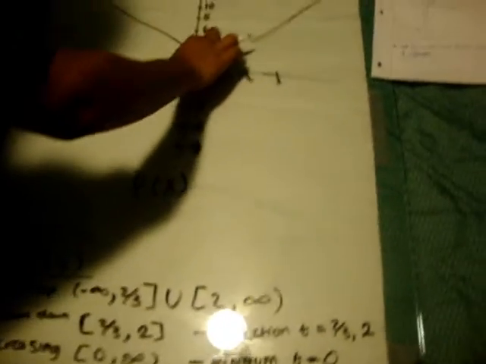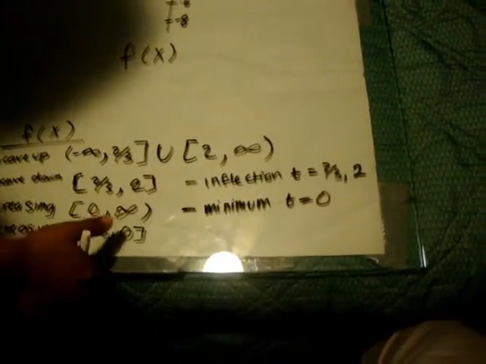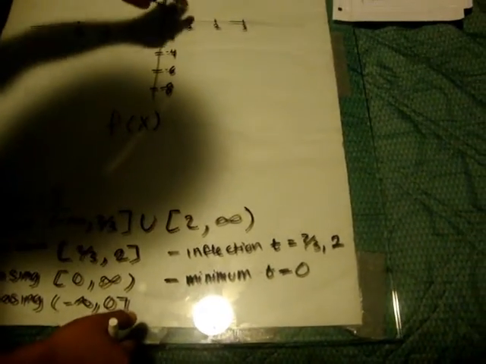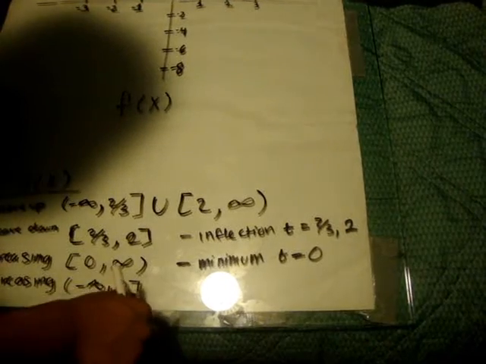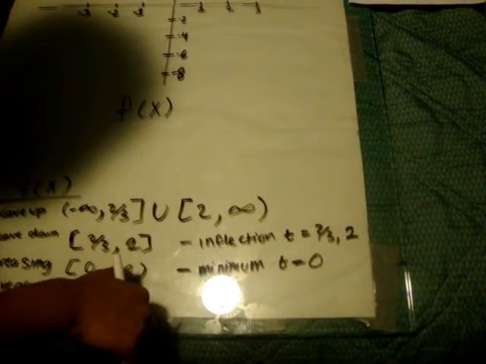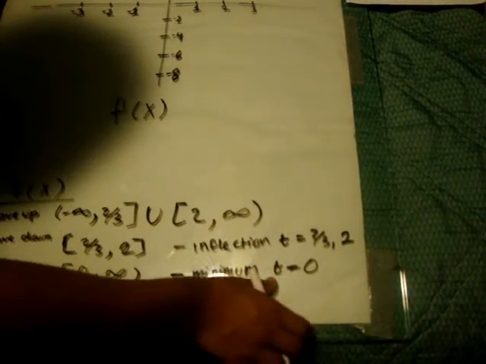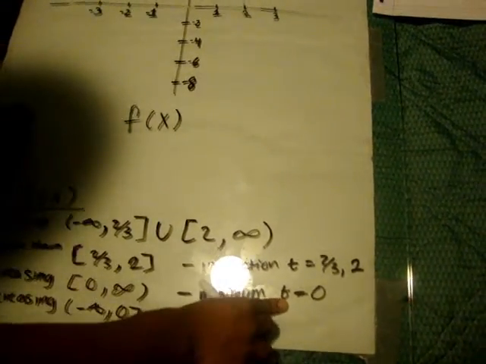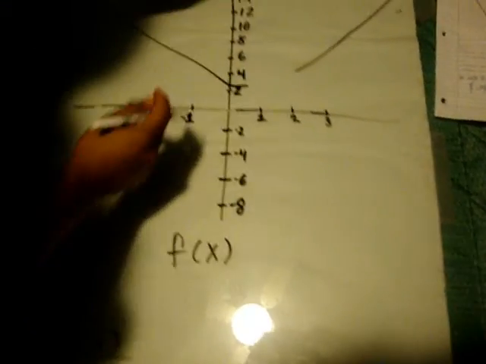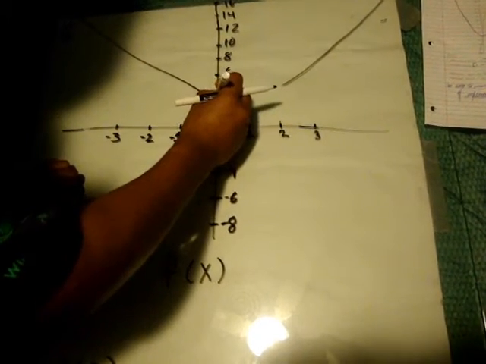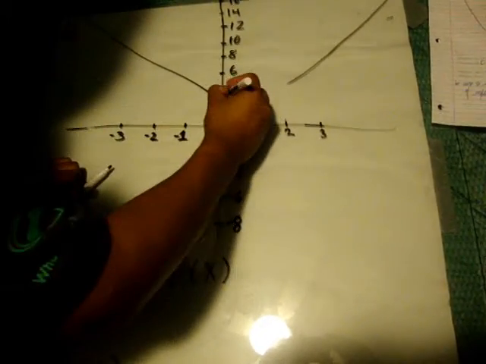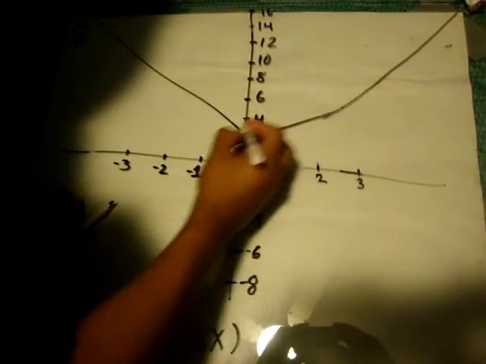And as I told you earlier, since it's decreasing from negative infinity to 0 and increasing from 0 to infinity, you know that there's going to be a minimum at t equals 0. So here, I'm going to go ahead and put this in a different color so it's nice and colorful. That's going to be a minimum right there.